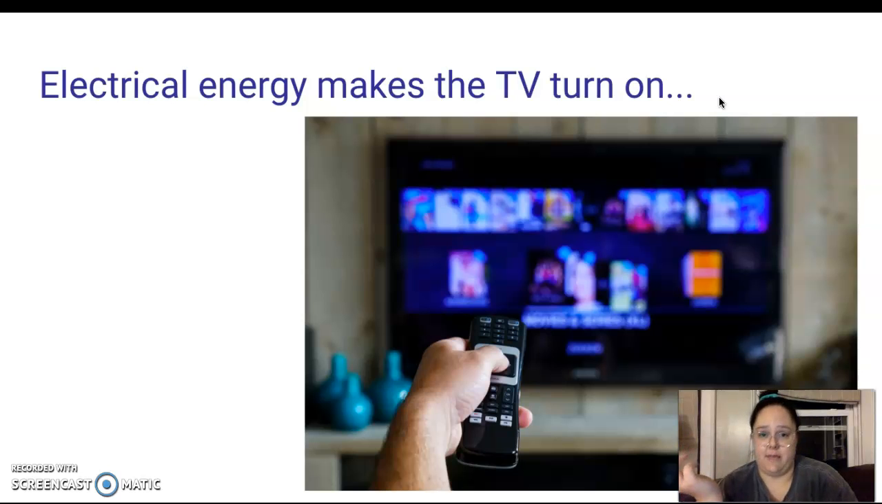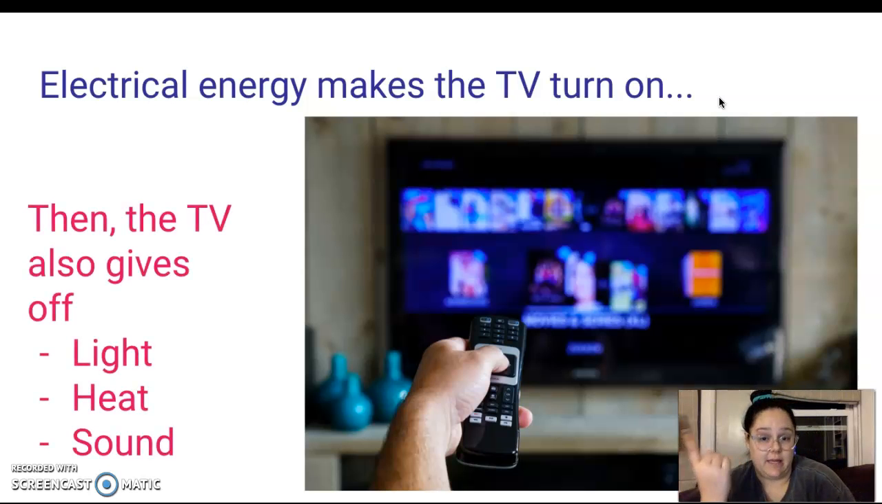So turning on the TV. We know that TVs get plugged into outlets, so that means they are powered by electrical energy. But go ahead and think right now. What other types of energy are produced when you do turn that TV on? After you plug it in and you turn it on, what other types of energy are produced?